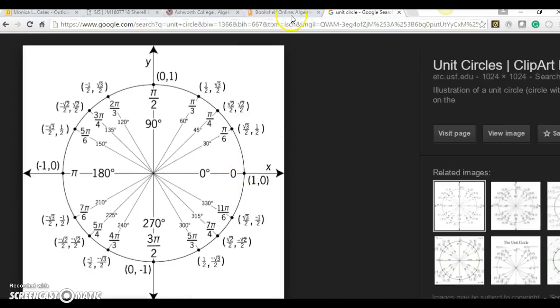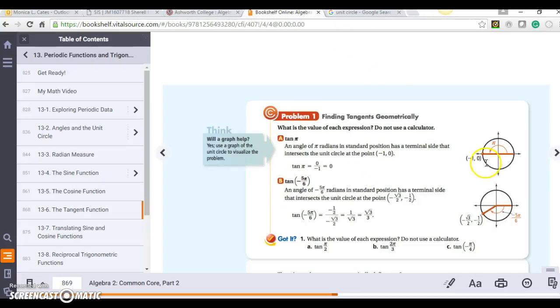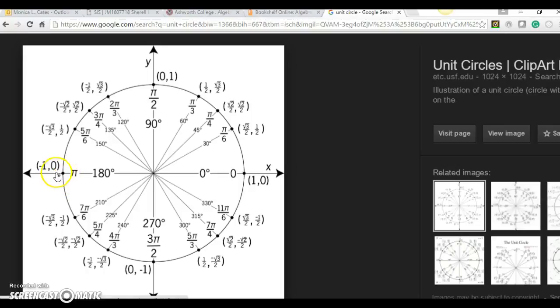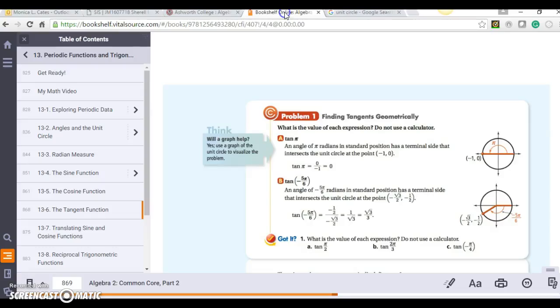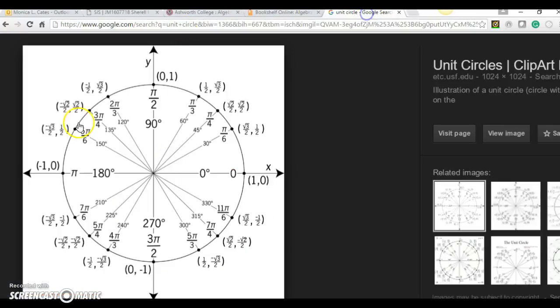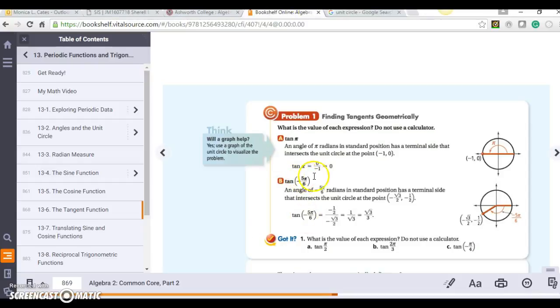So if we go back here, it's asking me for tangent of pi. When I go here, pi is at the point (-1, 0). So I know that I'm going to be doing 0 over -1 because it's y over x. So my y value is 0 over -1, which is 0. So the tangent of pi is 0. Okay? So now let's look at the next one.